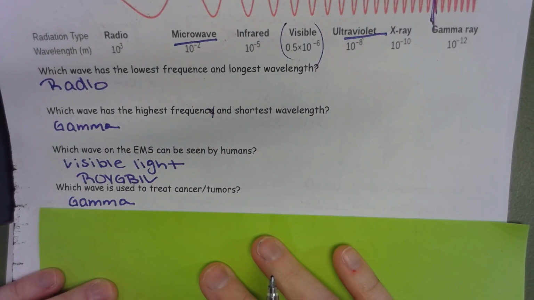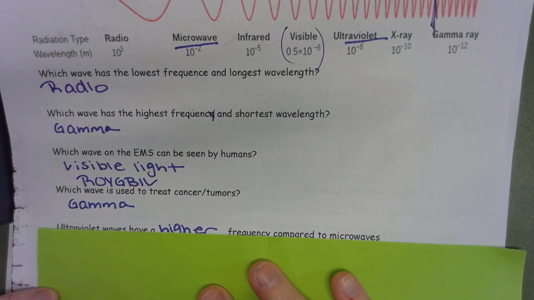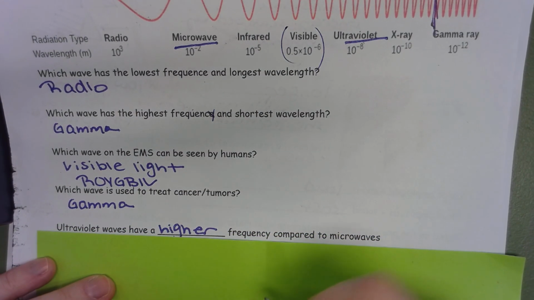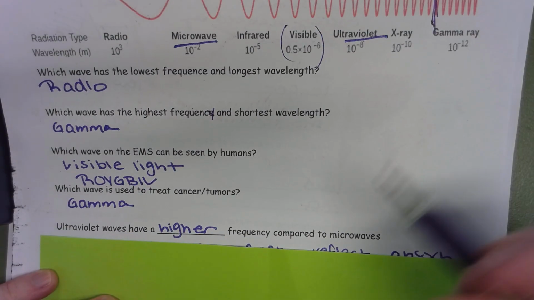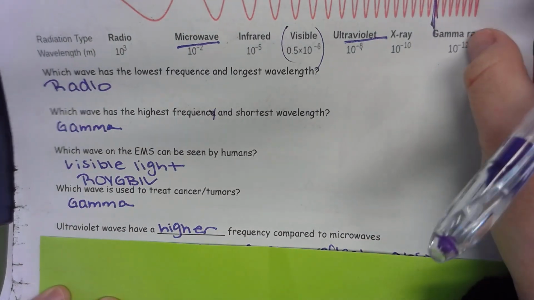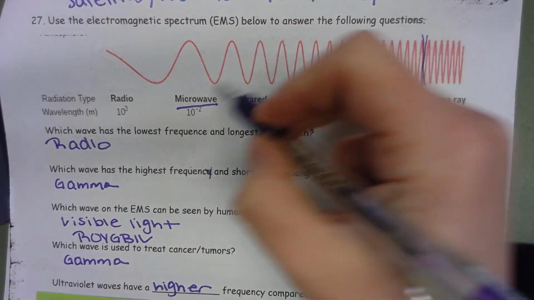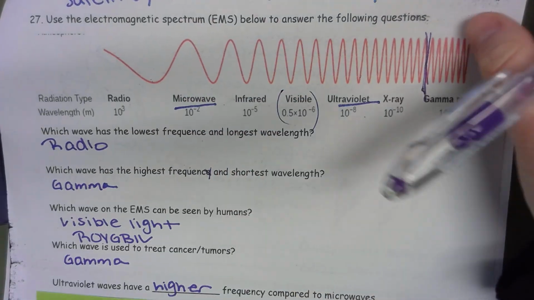On a bad day, it could give you cancer. We'll talk about that next semester. And ultraviolet waves have a higher frequency compared to microwaves. If we look here, we have a whole bunch of up-downs per second. If we look at the microwaves, we only have one.